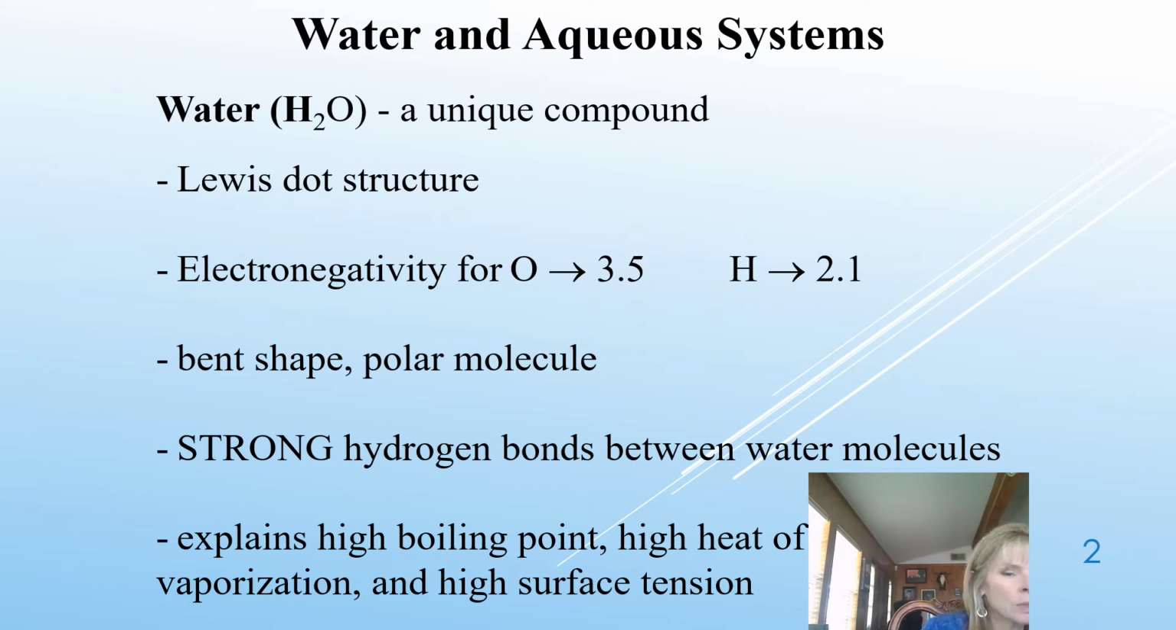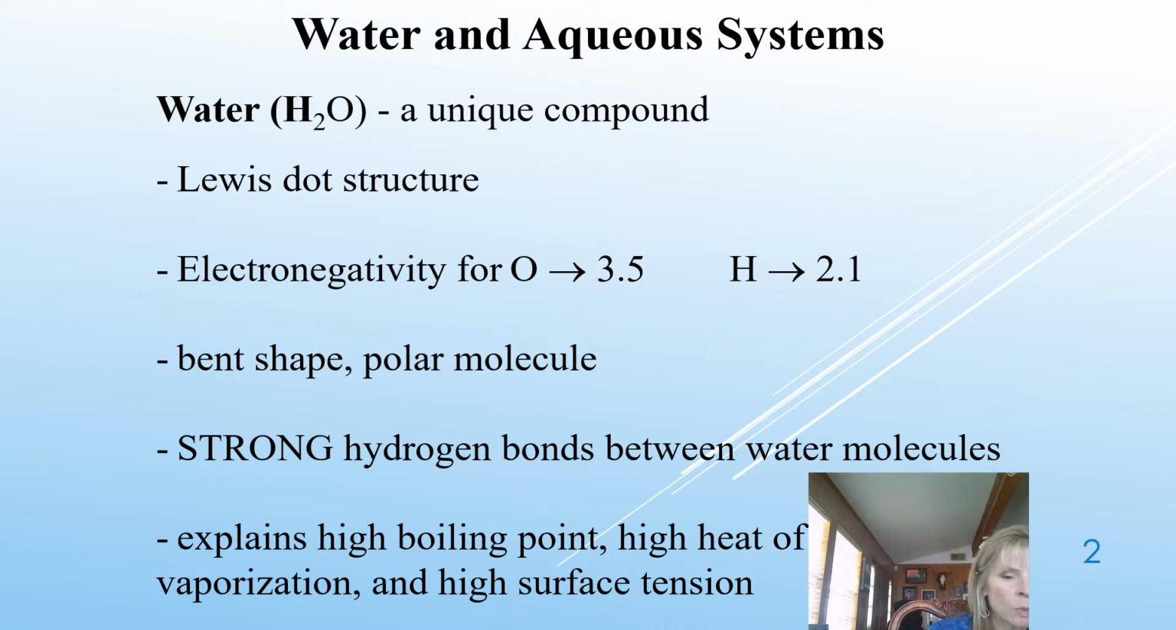All right, we talked about how water is a unique compound, how to draw the Lewis structure. Remember, it looks like Mickey Mouse ears. It's polar because it has a lot of electronegativity on the oxygen end because the oxygen's negative. The hydrogen end is positive because the electronegativity is lower than that of oxygen. Water's bent, water's polar. There are really strong hydrogen bonds between the polar molecules of water.